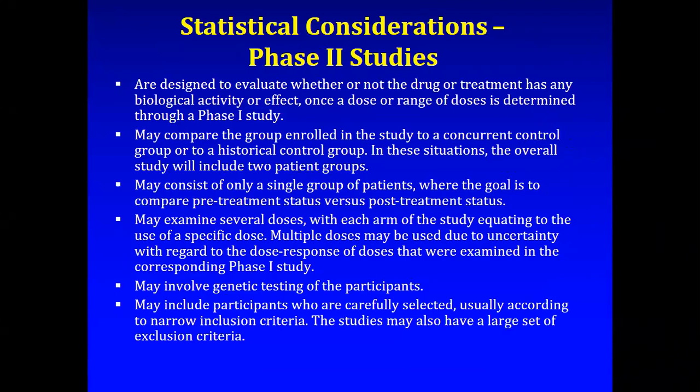If we only have a single group, though, we usually compare the pre-treatment status versus the post-treatment status of those patients, because we're not going to do a study unless we can have some type of comparison involved. So I would say most of the time we'll compare, say, a treatment group versus a control group. Multiple doses could still be examined in a phase 2 study, but typically each dose would involve its own patient group. So we wouldn't do any dose escalations in a phase 2 study.